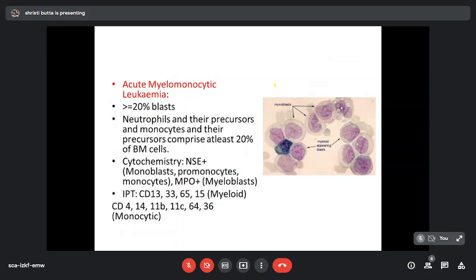Myelomonocytic, that is, there are two types of blasts. One is myeloid and the other is the monoblasts. So more than or equal to 20% blasts, the myeloid nature of the blasts can be ascertained by immunophenotyping using CD13, 33, 65, or 15, whereas the monocytic nature can be ascertained by CD4, 14, 11B, 11C, CD64, and CD36. Regarding the cytochemistry, the myeloid blasts, or the myeloblasts for that matter, are positive for MPO, whereas the monoblasts, promonocytes, and monocytes are positive for non-specific esterase.